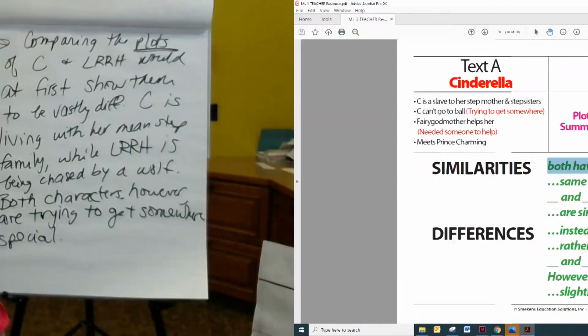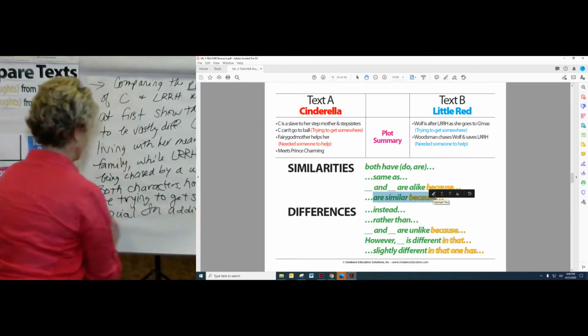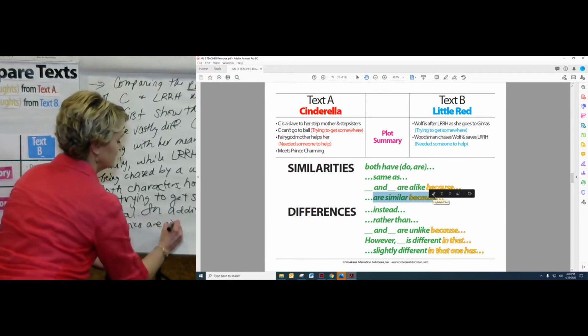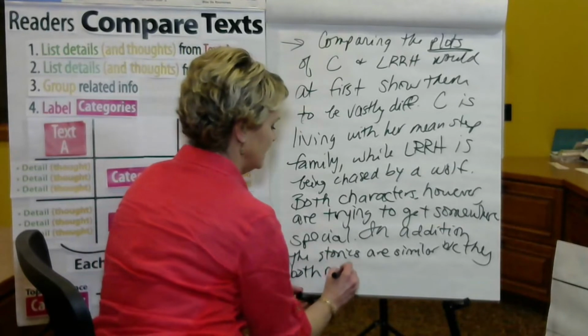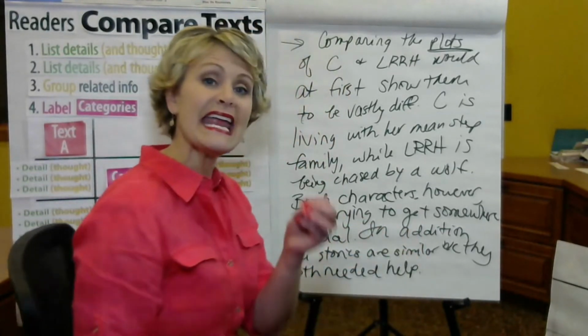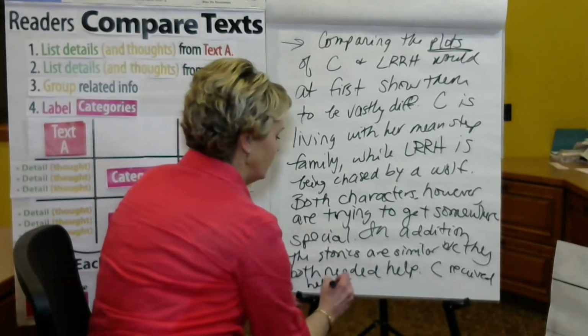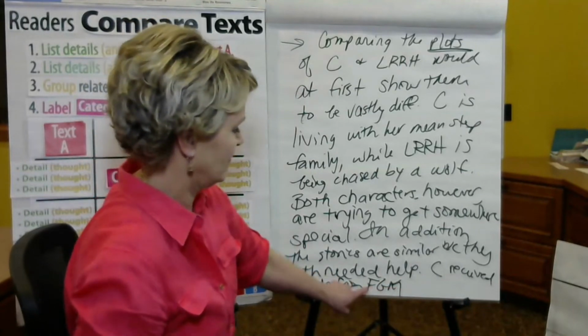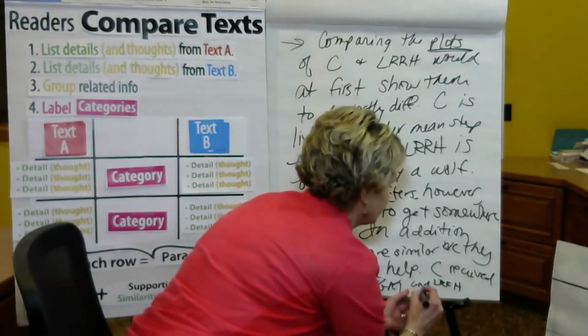In addition, what's something else similar about both of these? The whole idea of they needed help. In addition, the stories are similar because, how would you say that? Good. In addition, the stories are similar because they both, you could say the characters, the main characters, needed help. Okay, now let's be more specific here and name the help. Cinderella received help from her fairy godmother. Good. Okay, FGM, fairy godmother. And Little Red Riding Hood got her help from the woodsman.